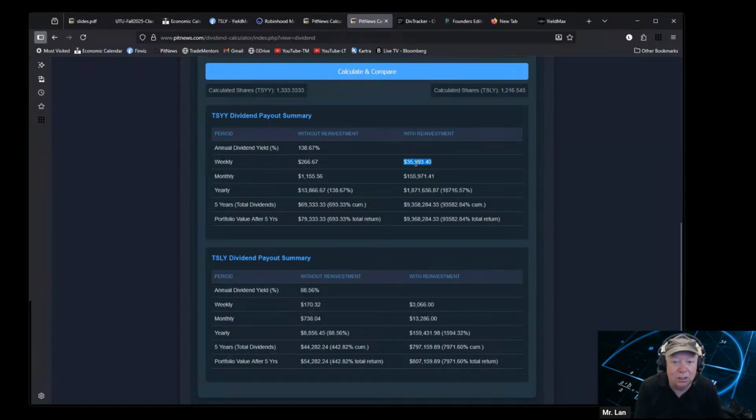I'm going to have Grok look at his math. So I think this is correct though. 138.88. Weekly 170. This is 266. Monthly 738, 1,155. Yearly 8,000, 13,000. That all sounds right. 5 years 44,69, 5 years 54,079. So in 5 years, if it would maintain this rate, which it's not going to, it fluctuates, it doesn't always go up and down. Let's do this one up here. In 5 years, if you put $10,000 into TSYY, it's saying that you'd have $80,000 in 5 years.